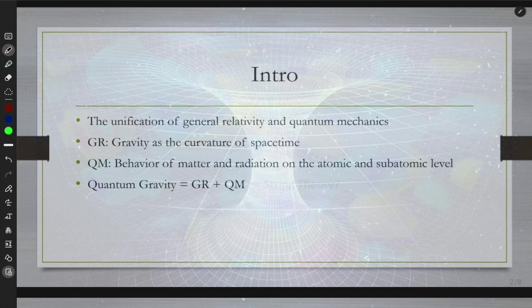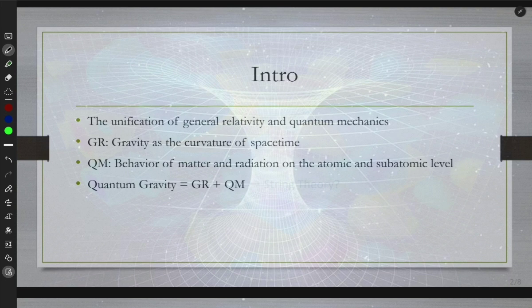Now, the unification of general relativity and quantum mechanics is one of the most challenging problems in theoretical physics. General relativity describes gravity as the curvature of space-time. However, quantum mechanics deals with the behavior of matter and radiation on the atomic and subatomic level. The combination of these two theories, general relativity and quantum mechanics, is what we call quantum gravity. Quantum gravity seeks to explain the behavior of the universe at the smallest scales, where the effects of both gravity and quantum mechanics are significant.